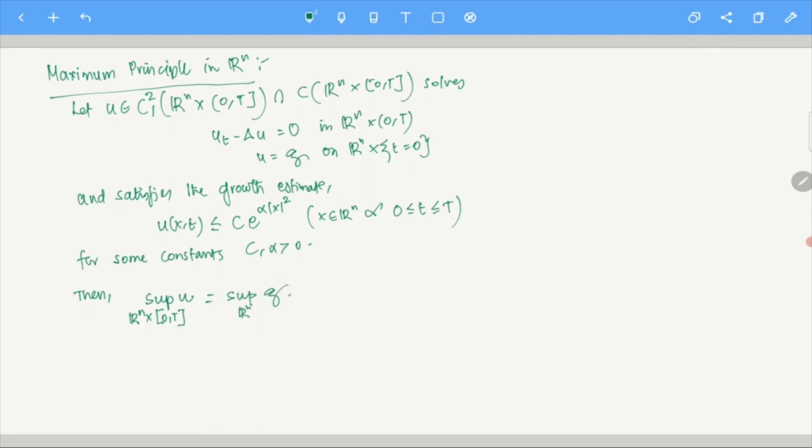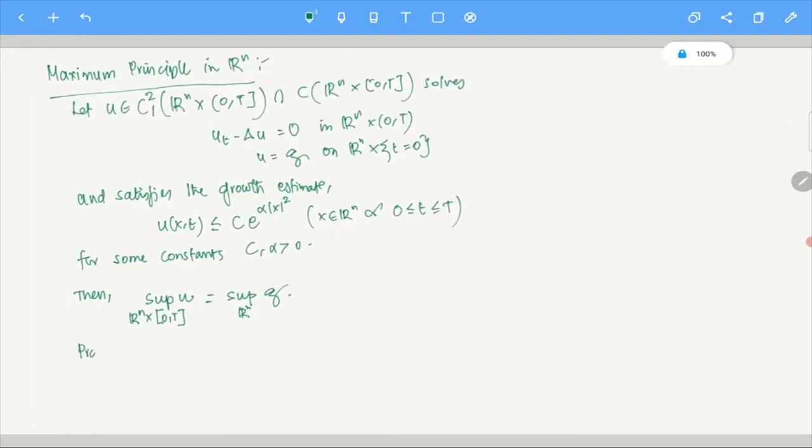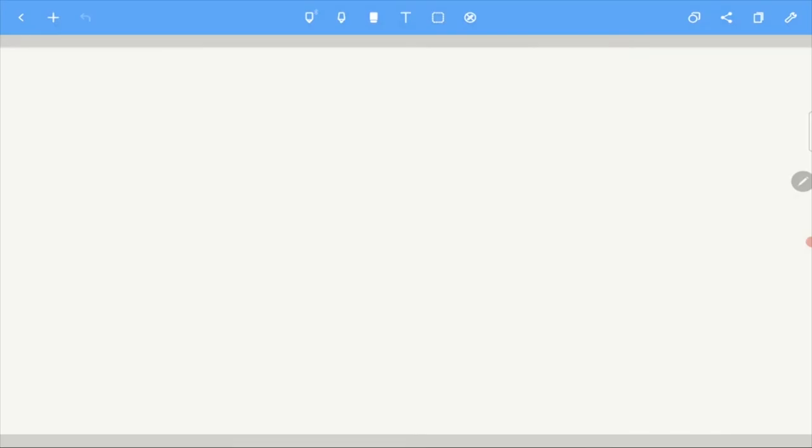So the maximum of g equals the supremum of u on R^n cross (0, T). This is what it is saying. Basically it is the maximum principle, but for R^n, and we have to have a growth estimate, which is constant times exponential alpha mod x square. Let's look at the proof of this now. Proof. Or maybe I can do it on the next page, it will be better. Proof.